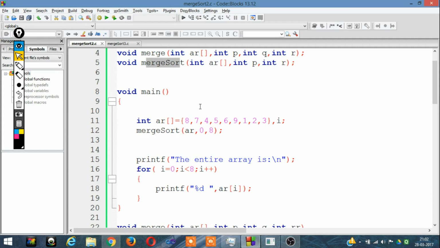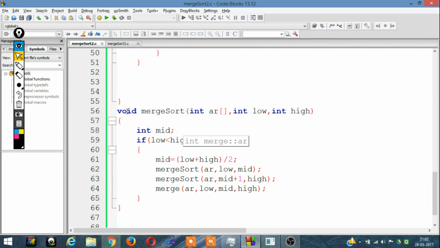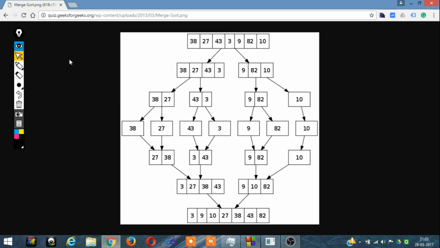So let's see the merge sort function. This is the merge sort function. It accepts an array as input and it accepts two other parameters, and these two parameters are low and high. Means if this is the array, then at the first call we have to give the address of this element and the address of this element.